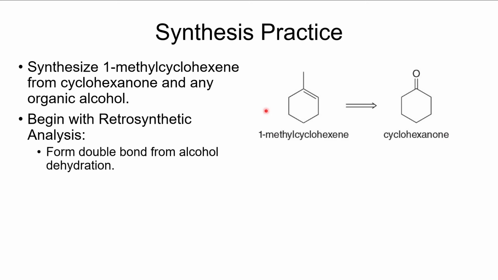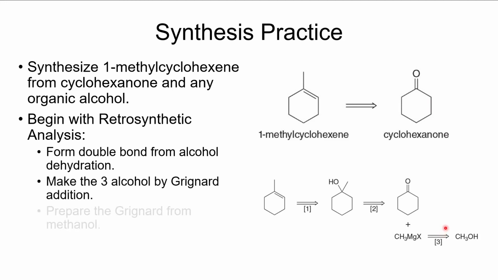So form the double bond from alcohol dehydration. That would be our first retro step. So we can get this double bond from doing dehydration. And then this is a tertiary alcohol, and we know that we can make that from this ketone using a Grignard reagent. The Grignard that we're going to choose here is going to be the methyl magnesium halide. And in this case, that methyl Grignard we can get from the alcohol. And there's 2 steps that we would have to do to get that. So let's turn it all around and do the entire synthesis. All right, prepare the Grignard from the methanol, and I'll talk about that.